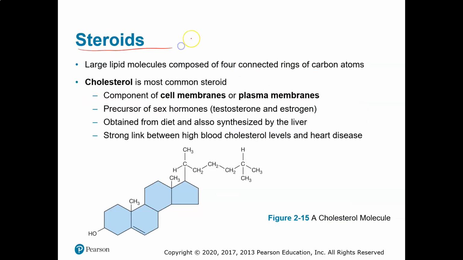Steroids are lipids that usually are a form of cholesterol that has been converted into a steroid hormone. So cholesterol is the precursor molecule of testosterone and estrogen. It's obtained from the diet. It's also synthesized by the liver. And of course, you probably know there's a strong link between high cholesterol levels and heart disease. Cholesterol looks like this, or any steroid looks like this. It's a 4-ring structure.